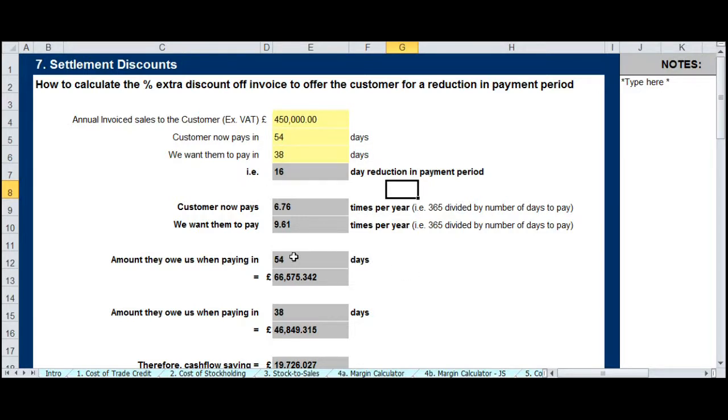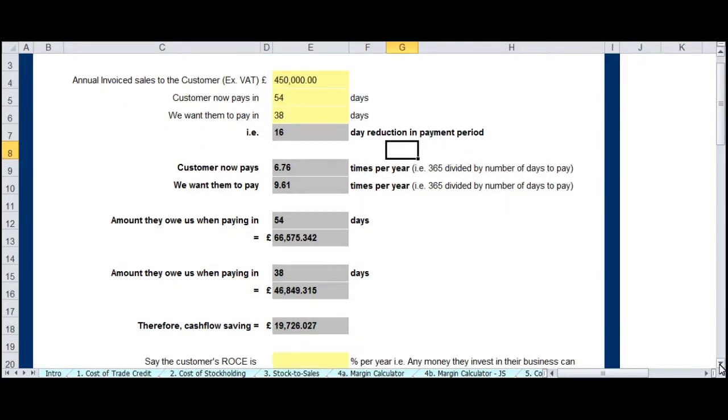Now, taking that 54-day current situation, by dividing 6.76 times into 450,000, it's telling us that at any point in time the customer owes us £66,575, whereas on this new 38-day period, that same calculation, taking 9.6 into 450,000, will tell us that this customer at any point in time owes us £46,849.